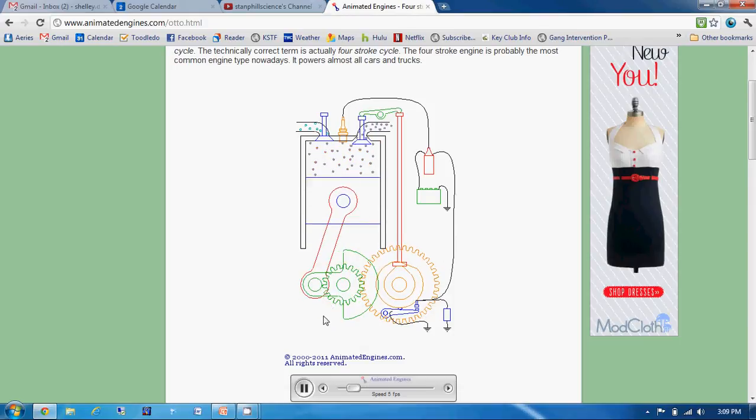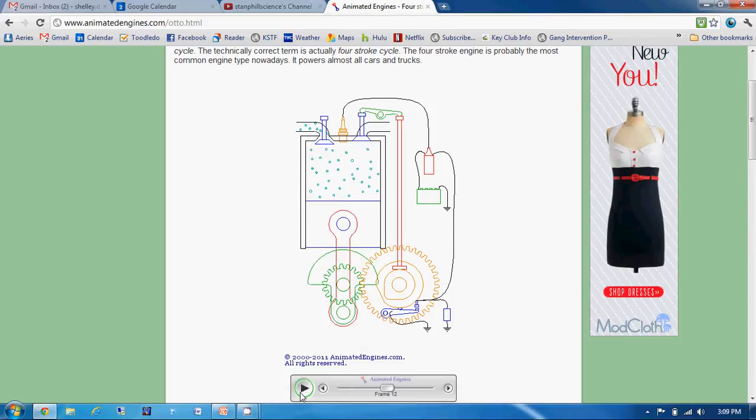Our first step that we're going to talk about is this one right here. This is called the intake stroke. What just happened is that the mechanism here, as it comes down, pulls the piston downward. That pulls in a mixture of air and fuel. Basically, this valve right here leads off to your gas tank. And so by pulling down on the piston, we see that gas and air get pulled into our cylinder. So that's our first step.